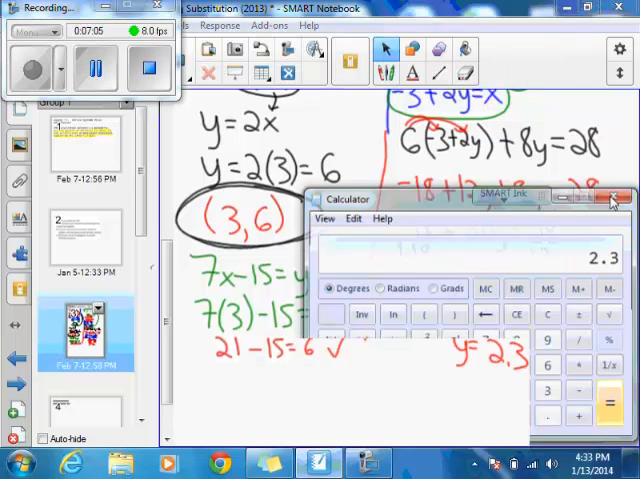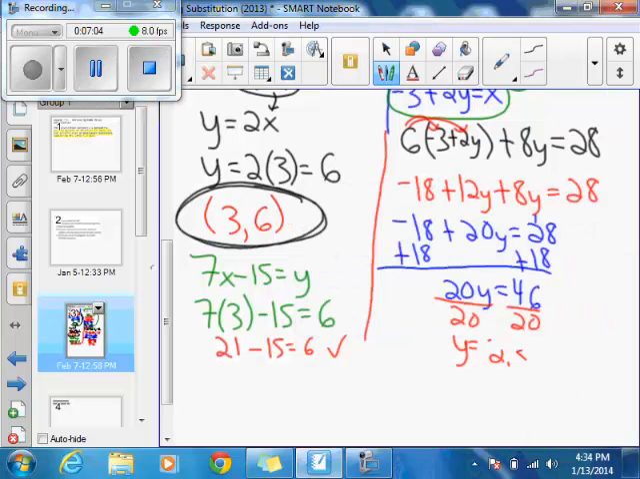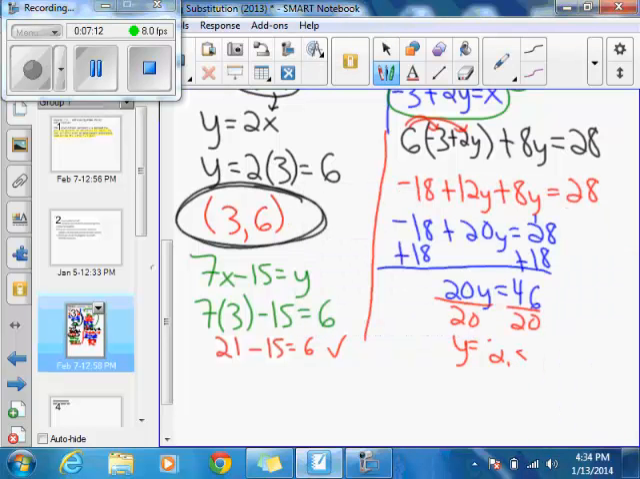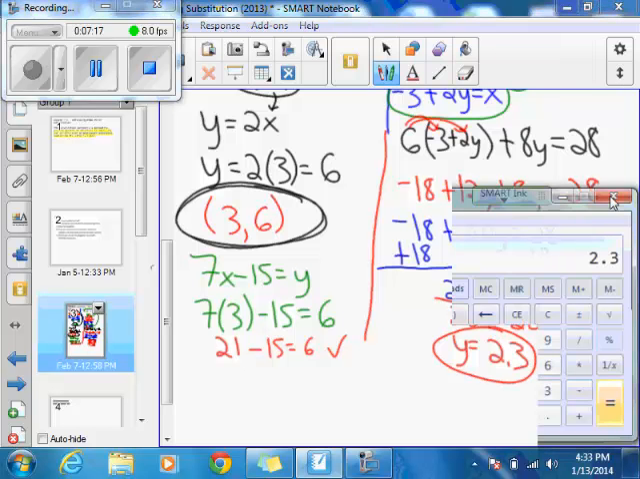Notice I'm letting you use a decimal, okay? Just make sure it's a decimal that terminates, not repeats, and do not round. Now that we know that y is 2.3, that's half of our answer. That's the second part of our ordered pair.